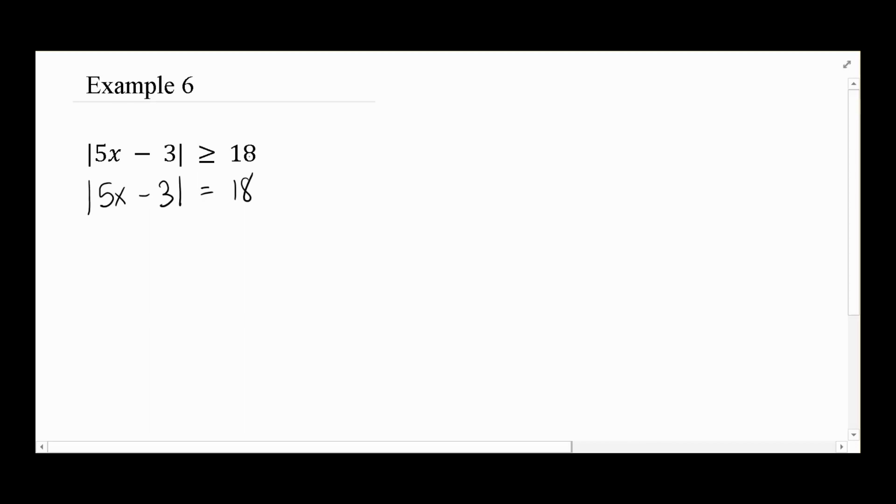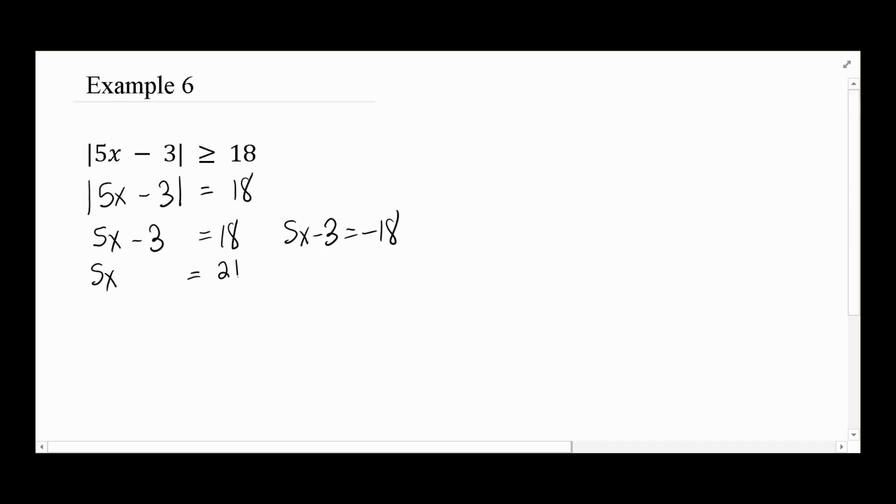So, absolute value equation. Do I have an absolute value by itself on one side? Yes. Is the other side a non-negative number? Yes. So I can use the absolute value property, which says either the stuff equals 18 or the stuff equals negative 18. And then I solve each of these.